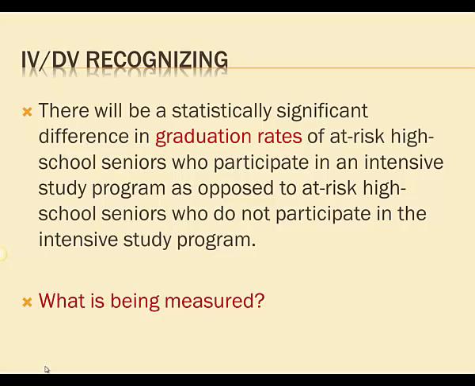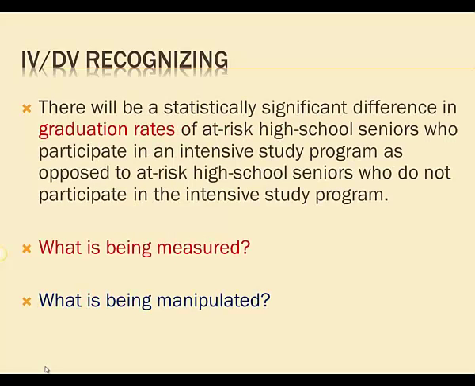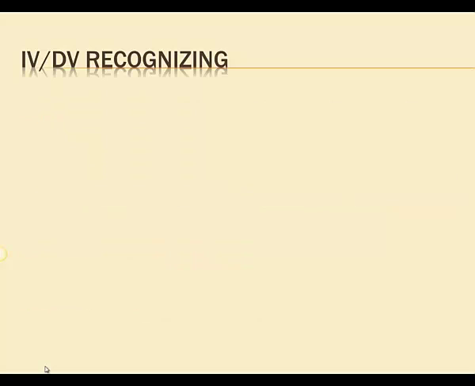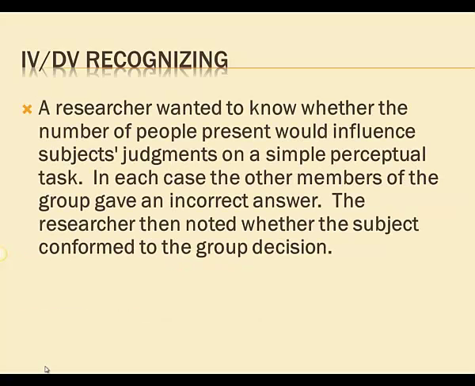What are we manipulating? What is different between these two groups? The thing that is different between these two groups is that one group had an intensive study program while the other group did not have an intensive study program. We're comparing those individuals that participated to those individuals that did not participate. So here is another study. A researcher wanted to know whether the number of people present would influence subjects' judgment on a simple perceptual task. In each case, the other members of the group gave an incorrect answer. The researcher then noted whether the subjects conformed to the group's decision.